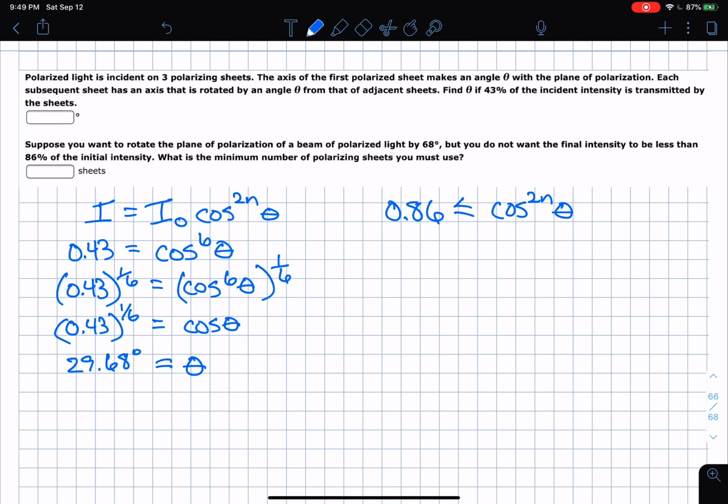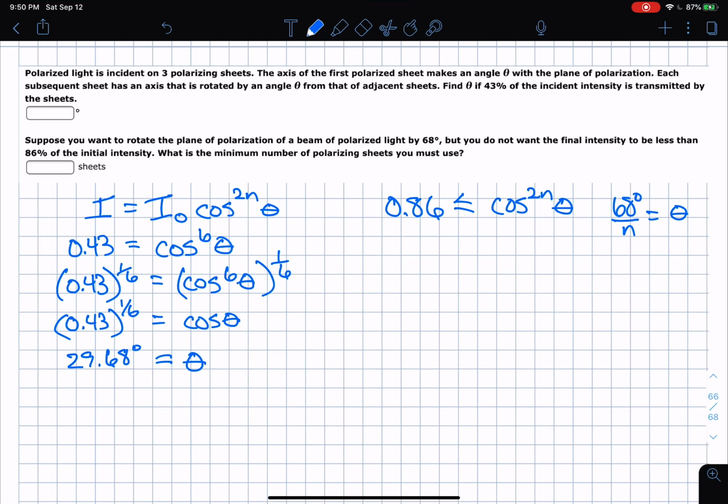So consequently, that means that the total angle, this 68 degrees, divided by however many sheets, that's going to be theta. This is a subtle point, but if I'm rotating all of them the same amount, then 68 degrees divided by n is going to equal theta.